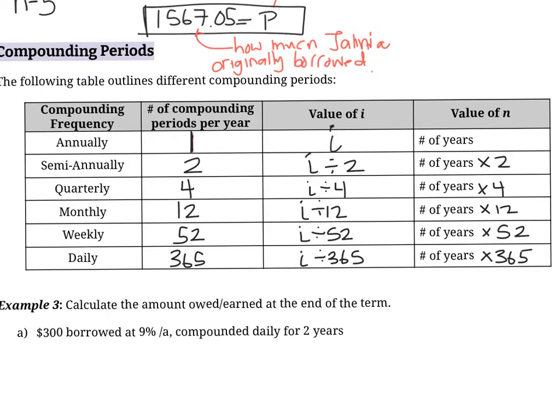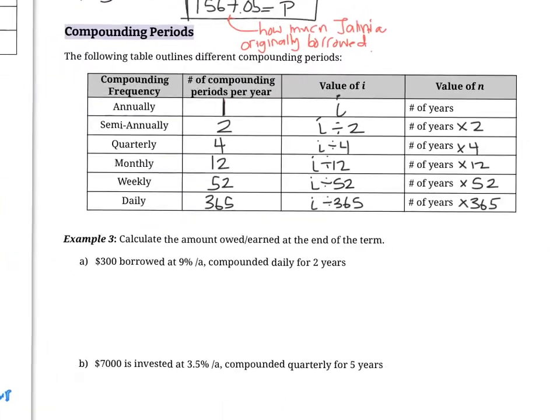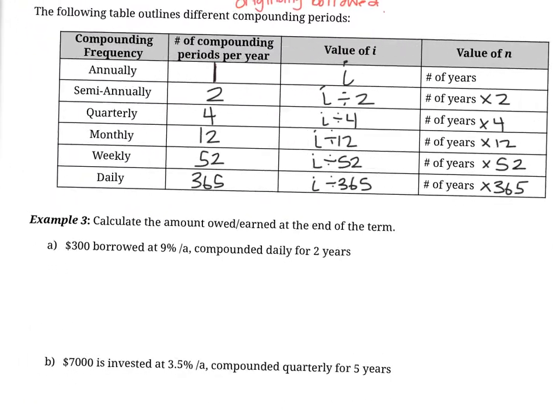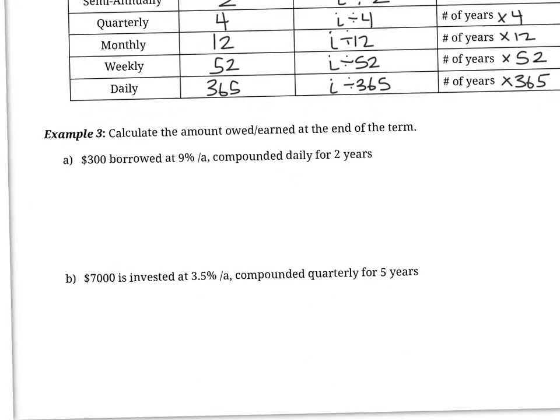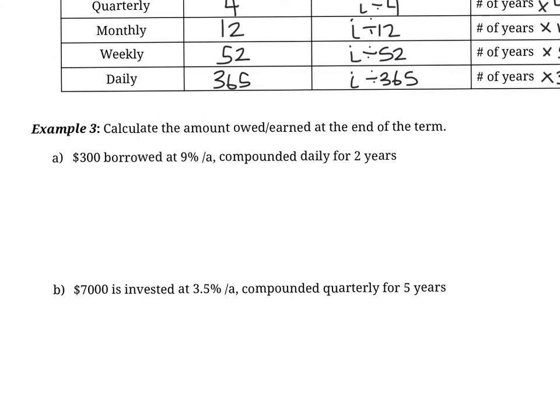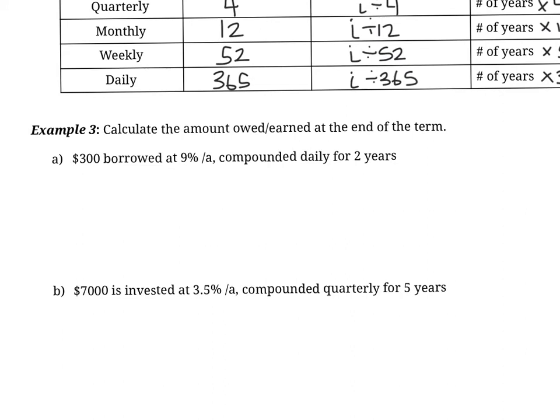Okay, now that we have that chart done, maybe you're like, I don't really understand that chart. You're going to understand it more as we do these examples. So this question is asking us to calculate the amount owed or earned at the end of the term. So we're looking for A for each of these examples here. So I'm just going to write out A, P, I, N because I already see the word compounded. I see it right here.